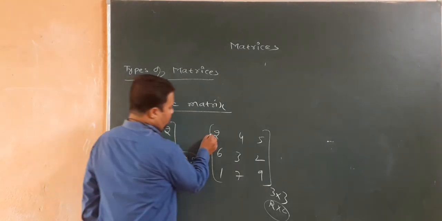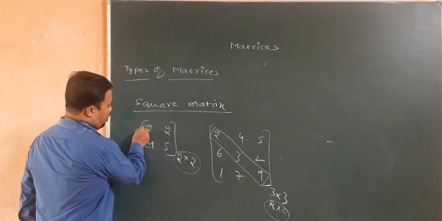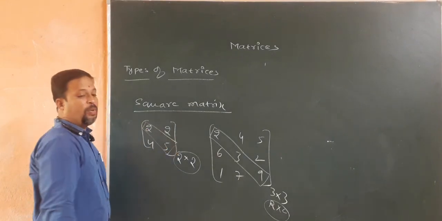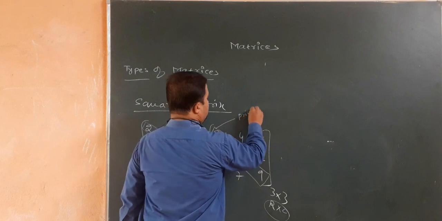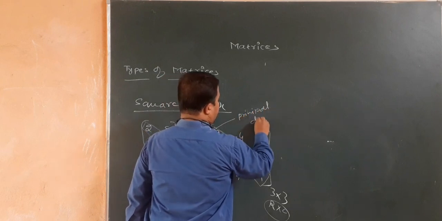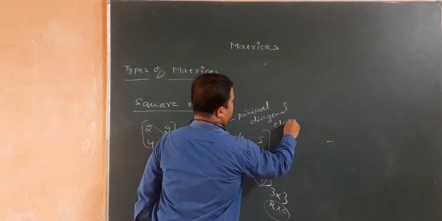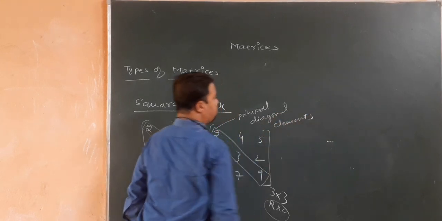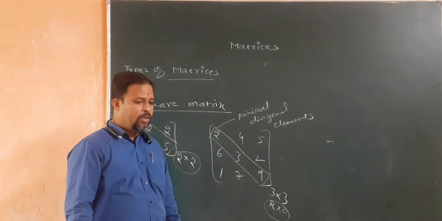Here, in this square matrix, these elements, that is diagonal elements, you can see here, these are called principal diagonal elements. These are called principal diagonal elements, right?